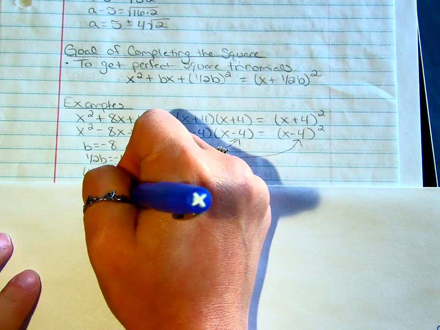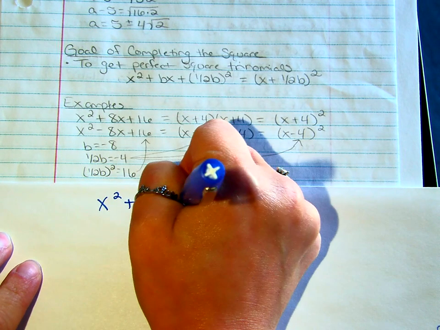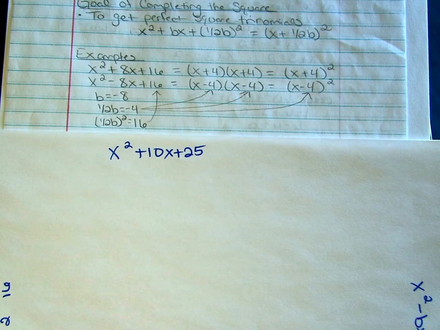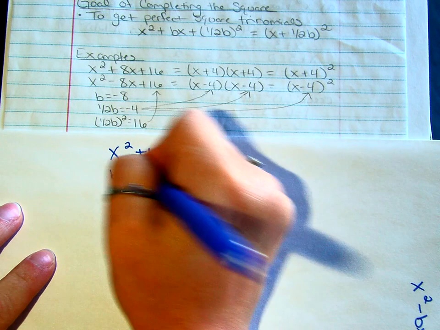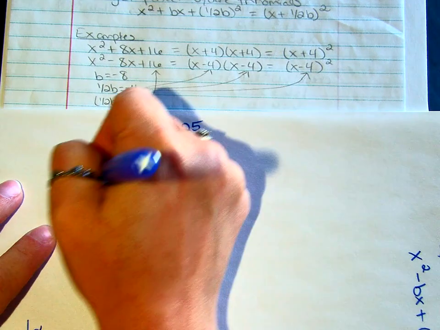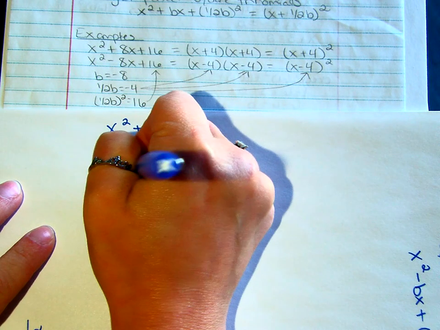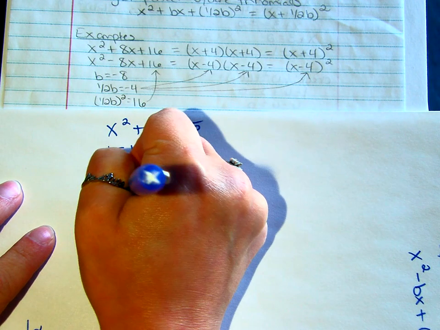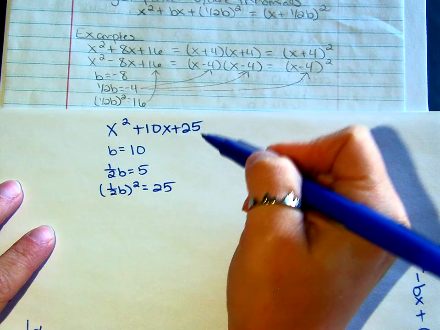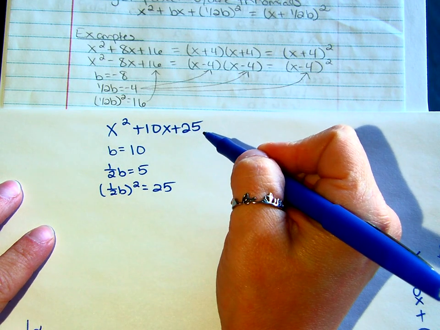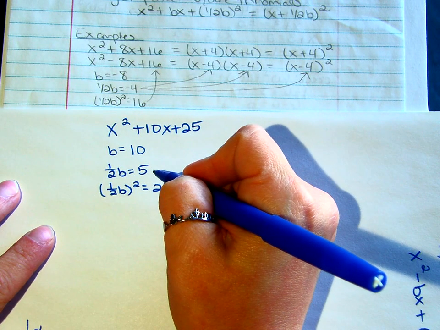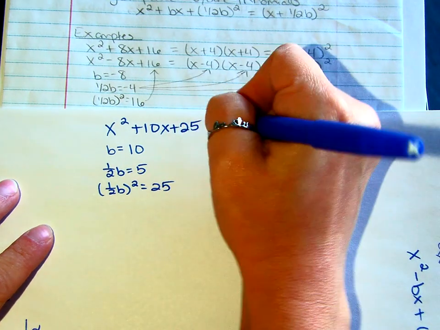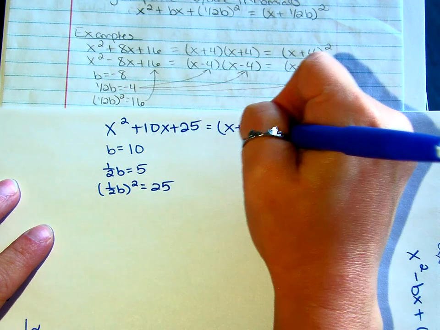x squared plus 10x plus 25. Again, this one's already given in a perfect square. Here's how I can test that. My b is 10. So if I found my 1/2 b, that's 5, and 1/2 b squared is 25, which is what I already have. So that's great. So what does this factor into? It factors into x plus 1/2 b times x plus 1/2 b, which is 5, because that's what our 1/2 b is.